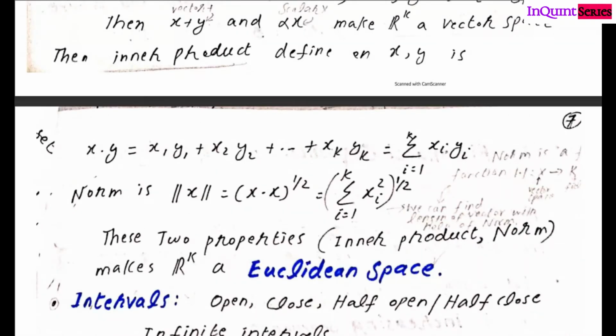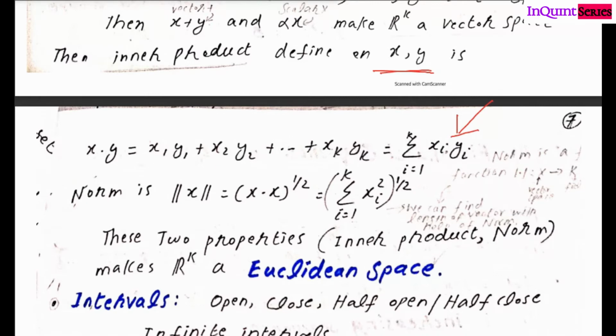Now at that point we are able to define our inner product on these two vectors, and that is defined by x multiplied by y. When we multiply two vectors, we get the inner product. This can result in the summation i from 1 to k of x_i y_i.